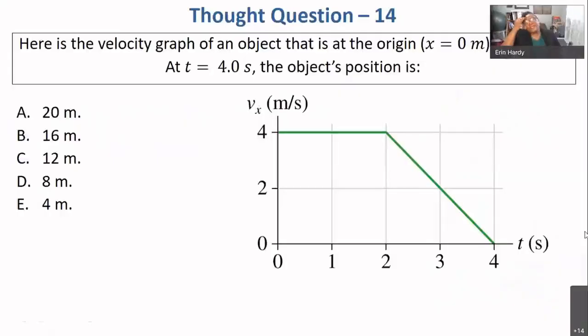Looks like we're good. Okay, so we've got the velocity graph of an object that's at x equal to 0 at t equal to 0. And we want to figure out the position at t equal to 4 seconds.